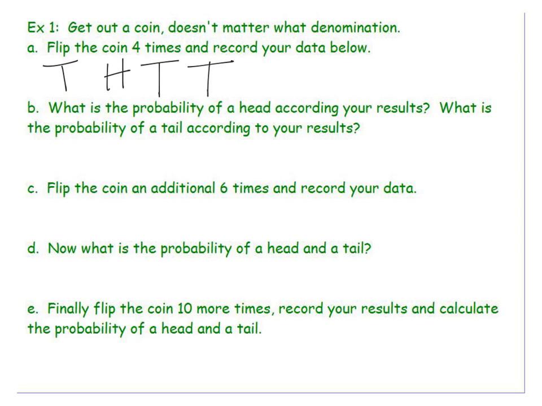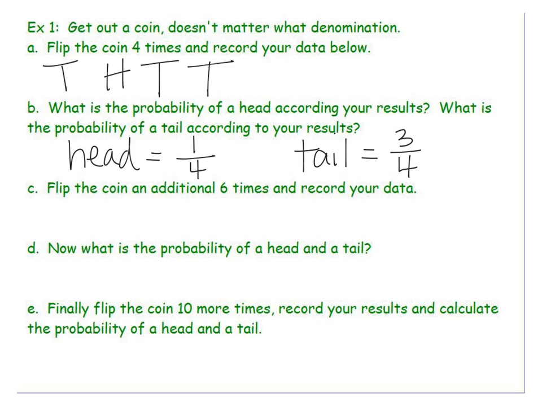So based on just those 4 outcomes, Part B would like us to know what's the probability of a head according to my results. Well, my results say that the probability of a head is 1 out of 4 because I had 1 head out of my 4 flips. It also wants to know what is the probability of a tail. The probability of my tail is 3 out of 4.